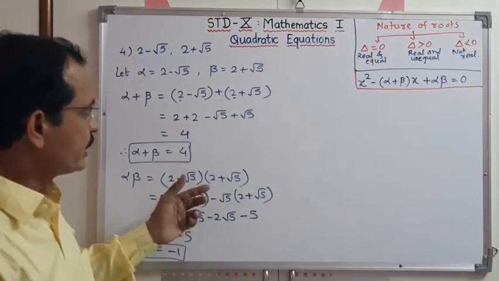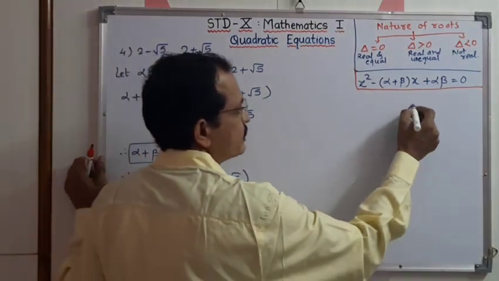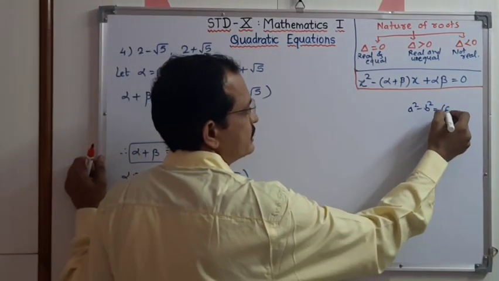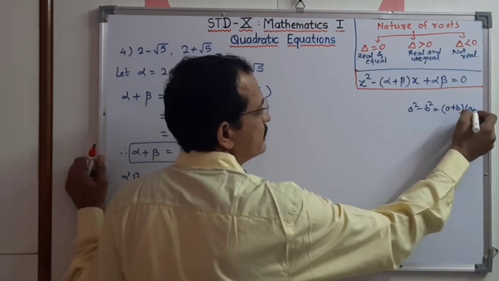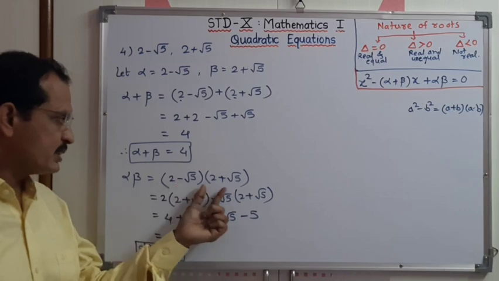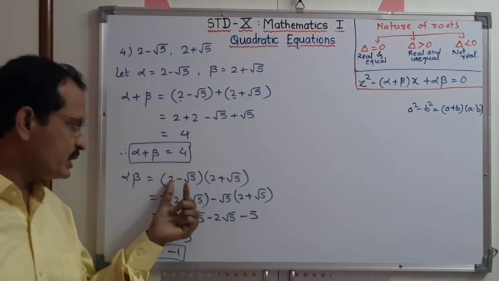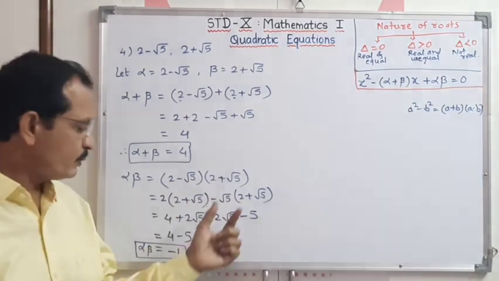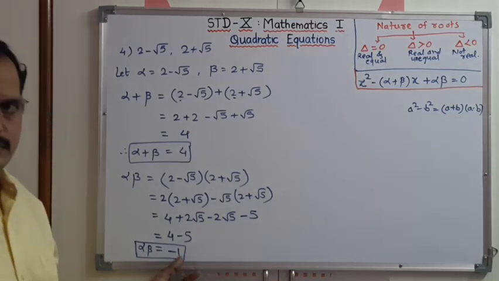Dear student, we can use the formula a square minus b square. It is a plus b and here it is a minus b. That means we have to take the square of this minus the square of this. It will be a minus 1.